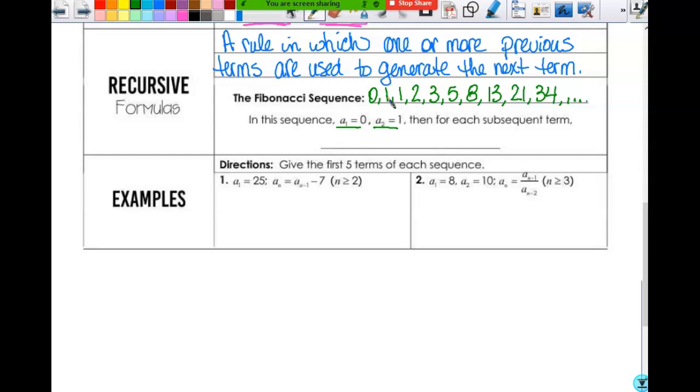Yeah, you're adding the two previous numbers. Now, it gives you these two, because there's not two numbers to add together to get that one, right? That's why they have to give you the first two, because it doesn't really work right there. But then after that, you add the two previous numbers, right?